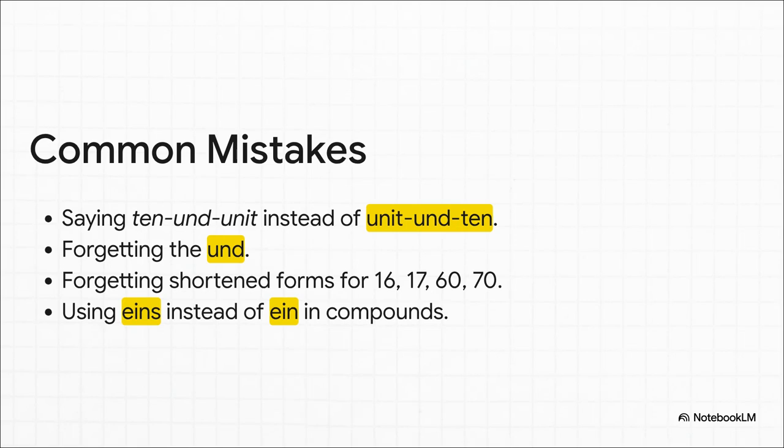Here are the 4 biggest traps to watch out for. Number 1, getting the order wrong. Always remember it's unit before 10. Number 2, forgetting to say und right there in the middle. 3, forgetting those little spelling changes for 16, 17, 60, and 70. And finally, using eins when it should just be ein. If you can keep these 4 things in mind, you are going to sound so much more natural.